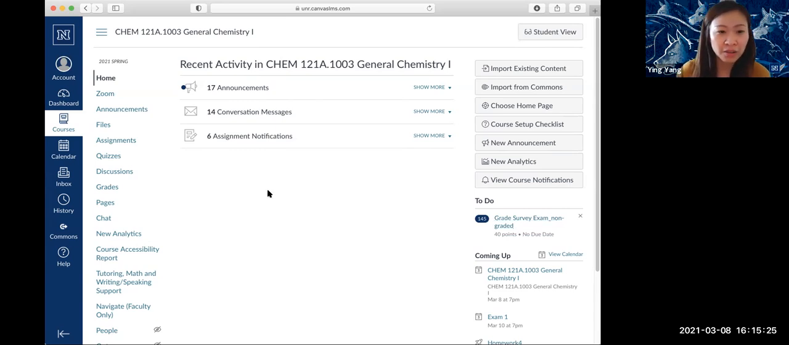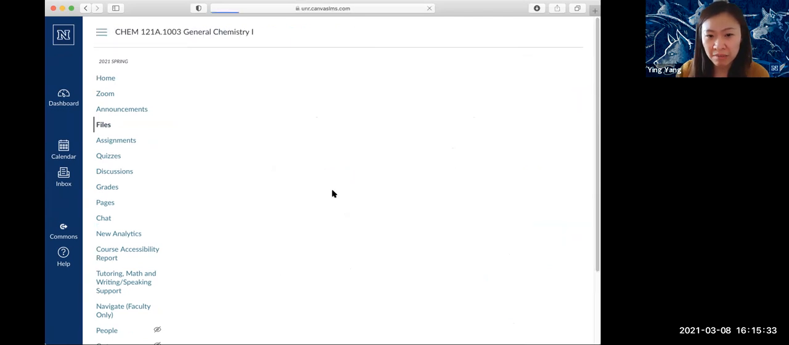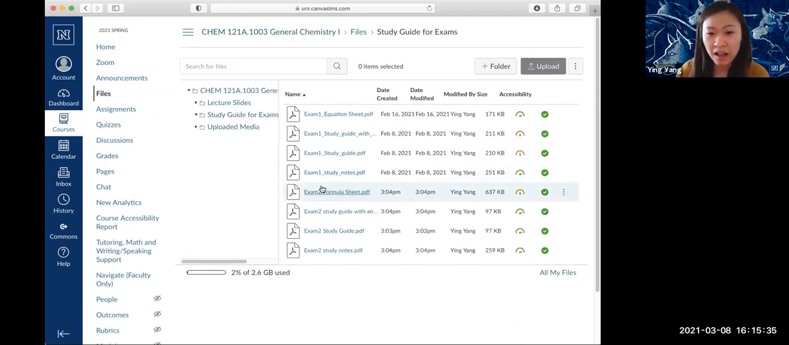So you can download the study guide by going to Files, and then go to Study Guide for Exams. And you can find all the materials that can help you prepare for the exam. Download the formula sheet, also print it because you need it for the exam. For the study guide, you have the study guide and also another version with the answer key. So when you practice, you can just use the study guide. And you also have the study note, which is a summary of all the concepts that we covered in the class.